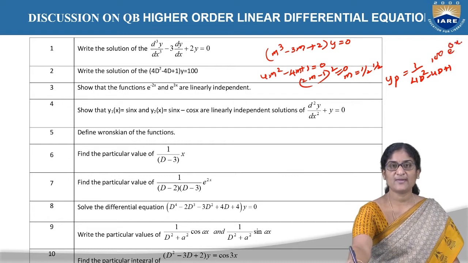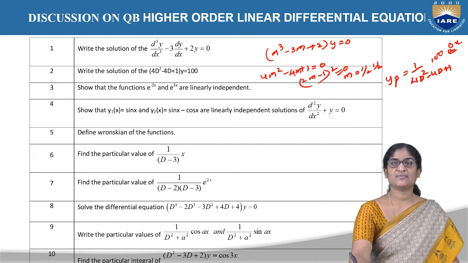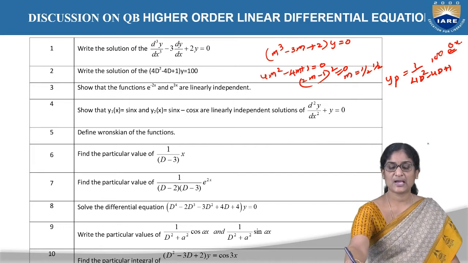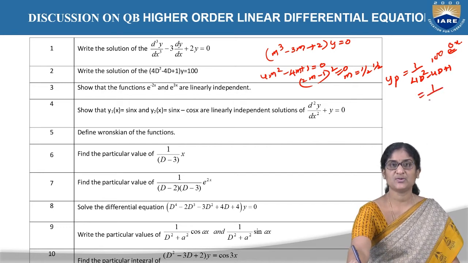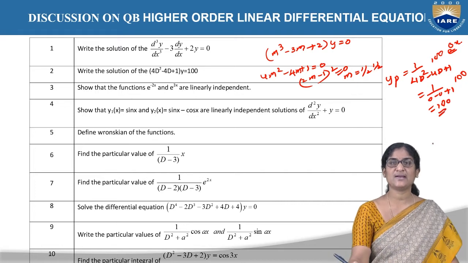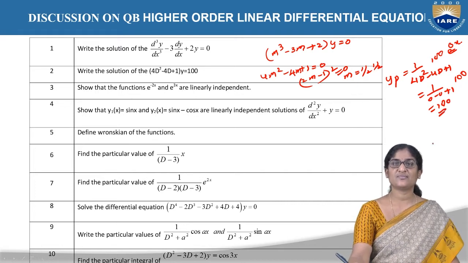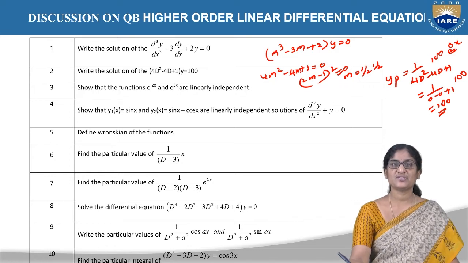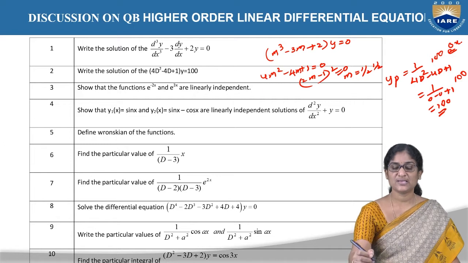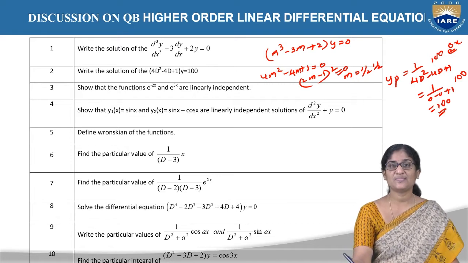So here, wherever D is there, we can substitute 0. So the answer is nothing but 1 by 0 minus 0 plus 1 into 100, which is nothing but 100. So therefore, the particular integral for this question is 100. Therefore, the general solution of the higher order differential equation, which is given by complementary function plus particular integral, is c1 plus c2x e to the power of half x plus 100.